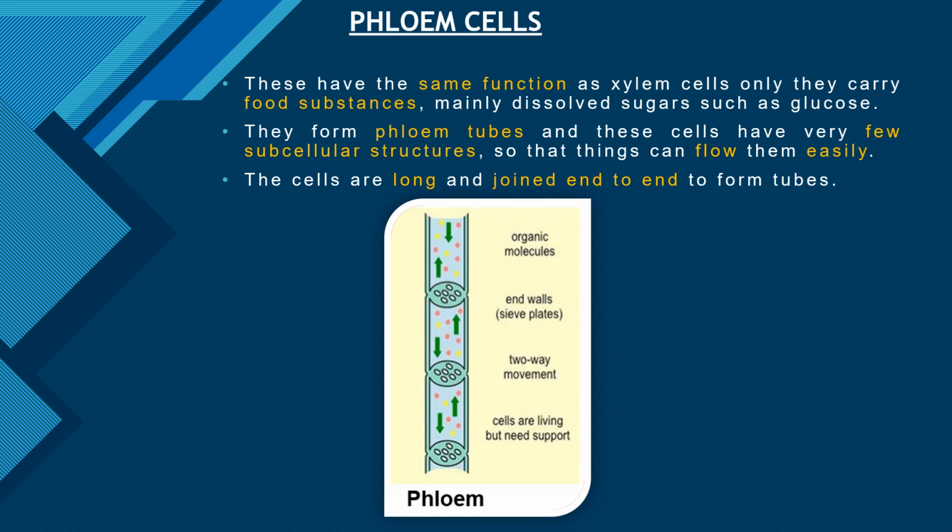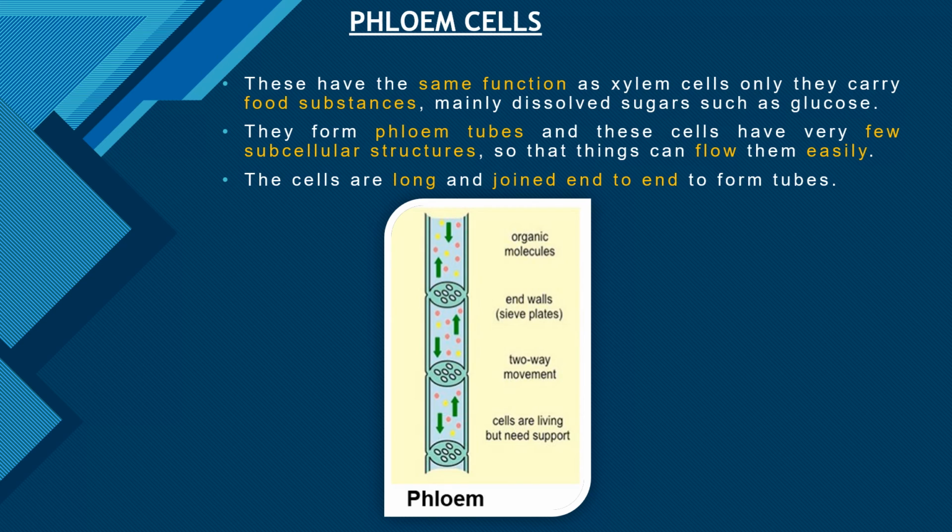Finally, we've got the phloem cells. These have the same function as xylem cells, however they only carry food substances, and mainly dissolved sugars, such as glucose. They form phloem tubes, of course, and these cells have very few subcellular structures so that things can flow through them easily. The cells, again, are long and joined end to end to form tubes.